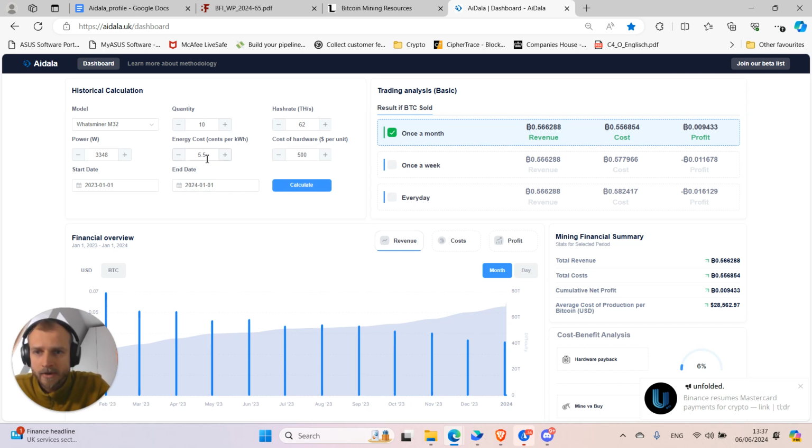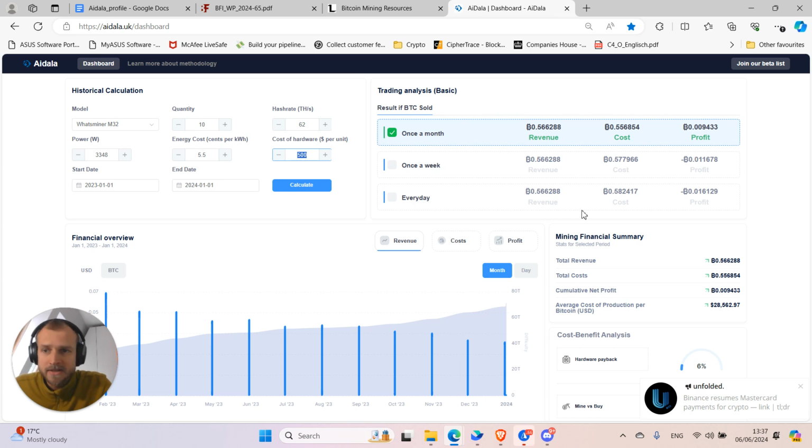recalculated. Your energy price, your cost of the hardware per unit, and start and end date. Important note for the end date, it cannot be today or in the future because we build a historical calculator. So any date up to yesterday can be set as your end date.